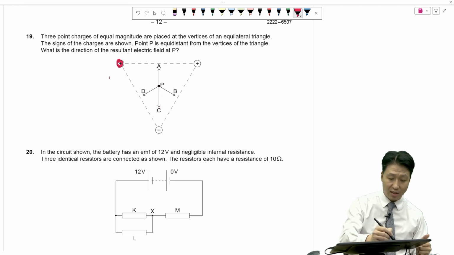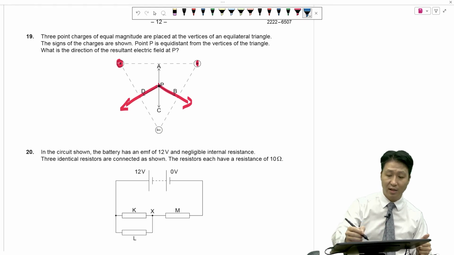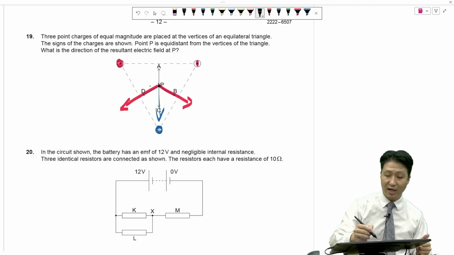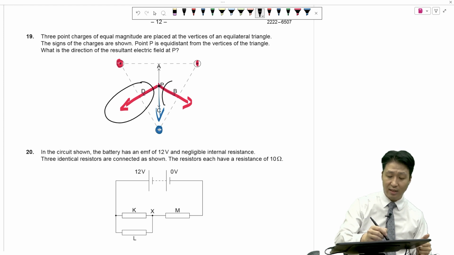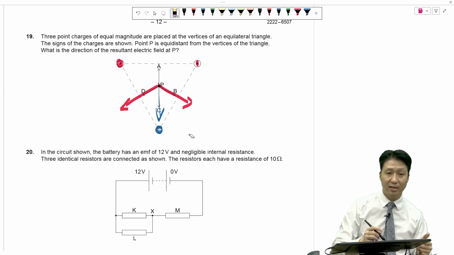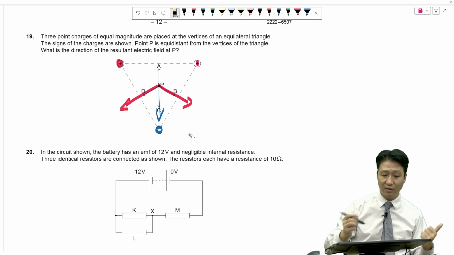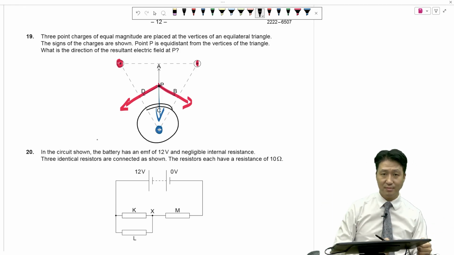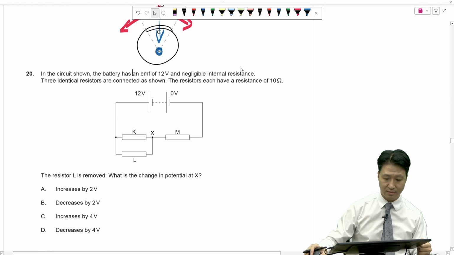Well, individually, this charge would create an electric field in this direction. This other charge, which is also positive, would make an electric field in this direction. But the negative charge here would make an electric field in this direction towards itself. If you add all these three arrows, adding this red arrow and this red arrow means the left and right components cancel out. It would just be downwards. The answer must be C.